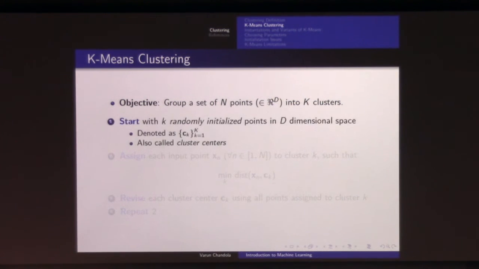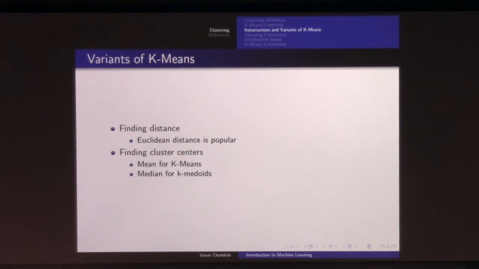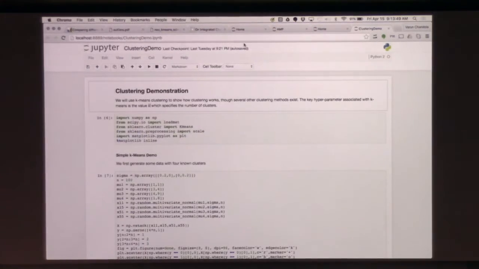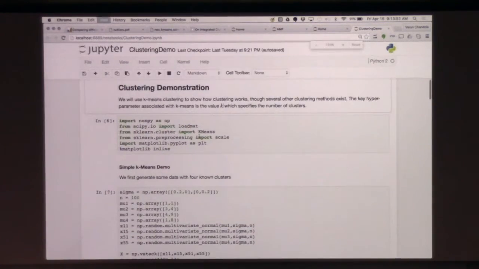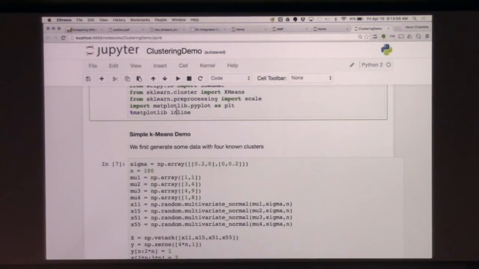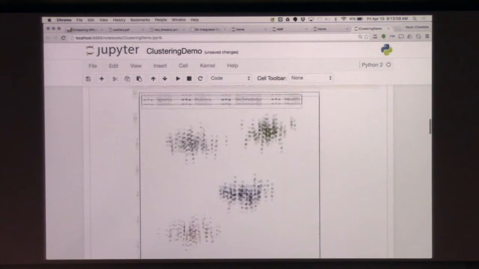All right, so this is the algorithm. Don't worry about it right now. I'm going to give you the demo. Okay, let's go to the demo actually. All right, so this is one of the notebooks. So what I do here is I create some sample data, which actually looks like those examples.